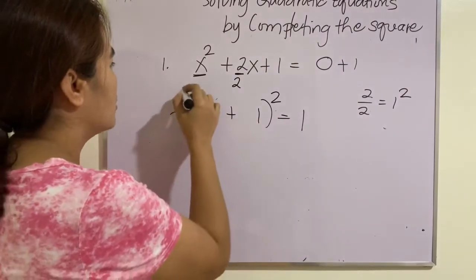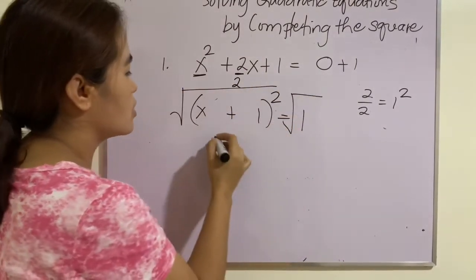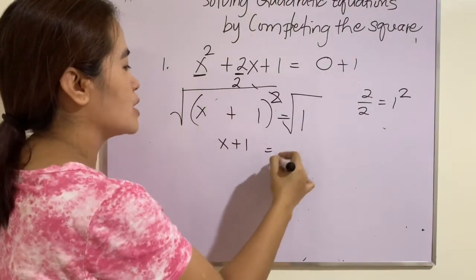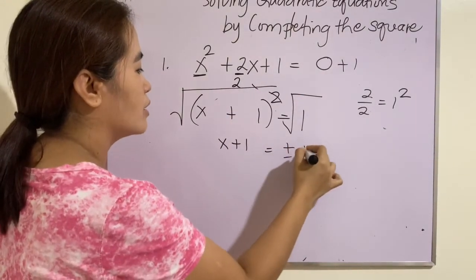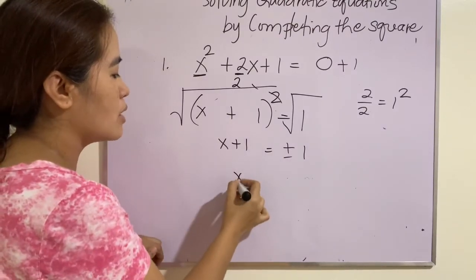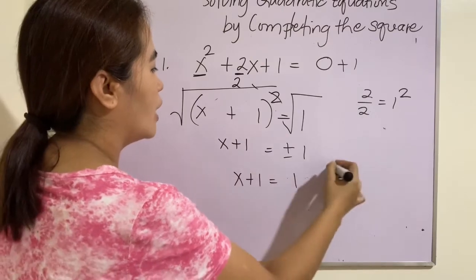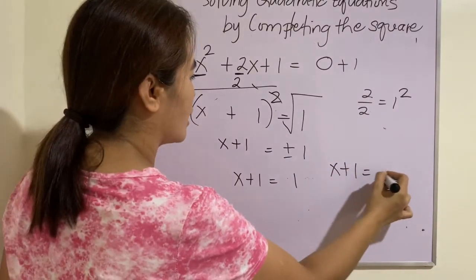We get the square root. So this one is x plus 1. We can cancel it. This is x plus 1 equals positive and negative 1. Solving for x, you have x plus 1 is equal to 1. And the other one, x plus 1 is equal to negative 1.